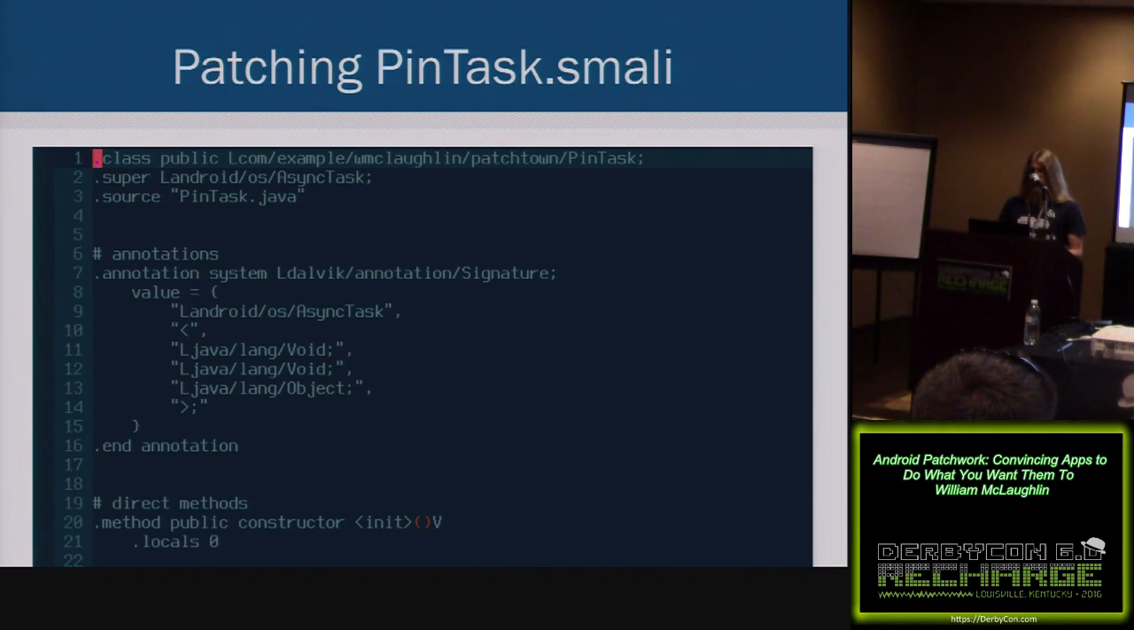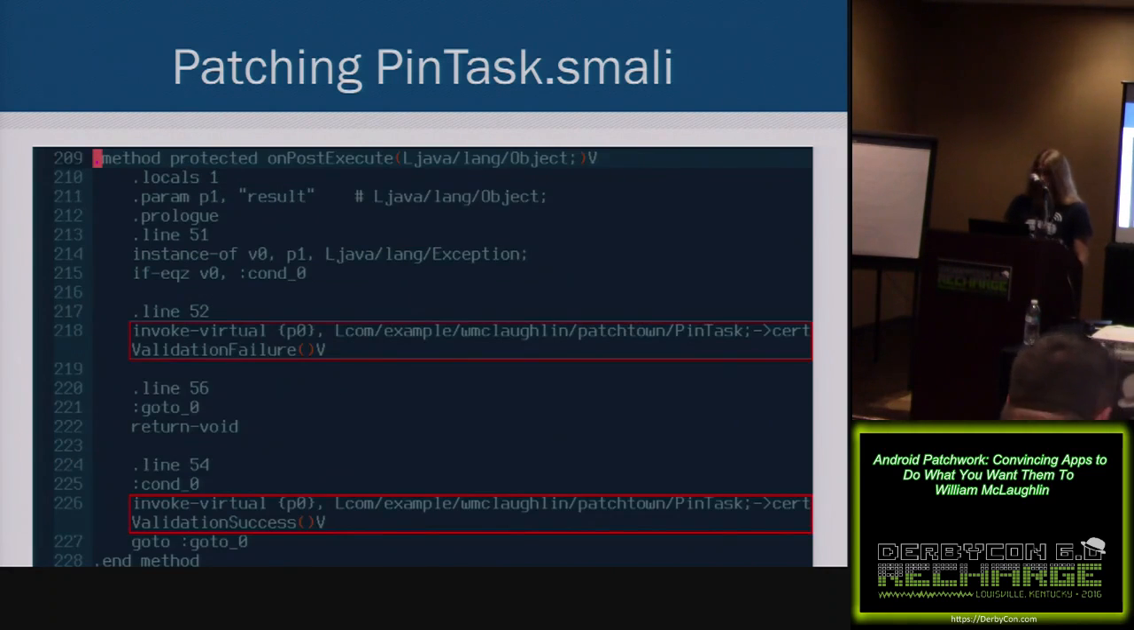We already know that we need to be in the onPostExecute function, because that holds the function calls for success or failure. So we can do a quick search for onPostExecute. It's going to bring us right to line 209. And within this chunk of code, we have two key parts. You can see there is an invoke-virtual, a bunch of stuff, and then you see cert validation failure at the end of the line. Further down, you can see cert validation success.